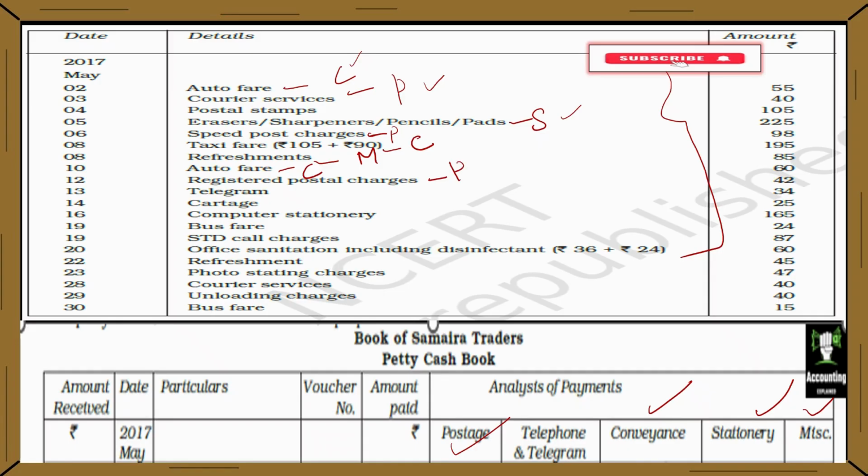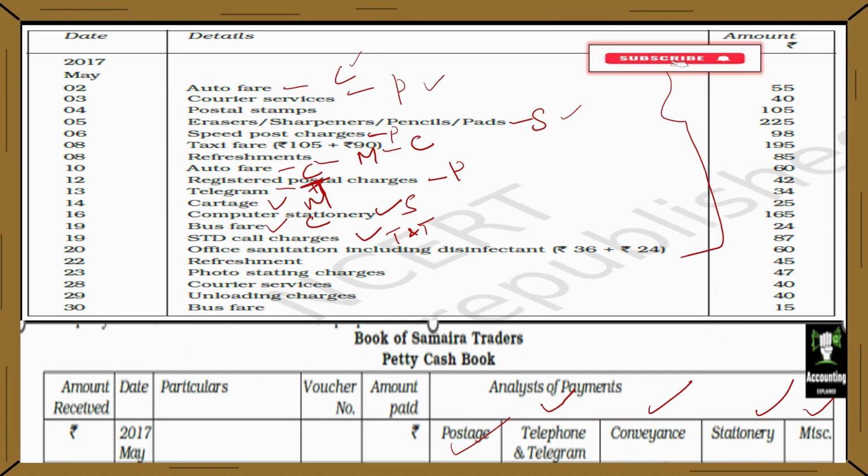By this time you must be telling me telegram, before I tell, goes under postage. Telegram goes under a new column called telephone and telegram. So open telephone and telegram. Cartage goes under miscellaneous. Since there are no other cartage expenses, we are directly taking it to miscellaneous. Computer stationery will go under the stationery column. Bus fare will go under conveyance. STD call charges will go under telephone and telegram, T and T.